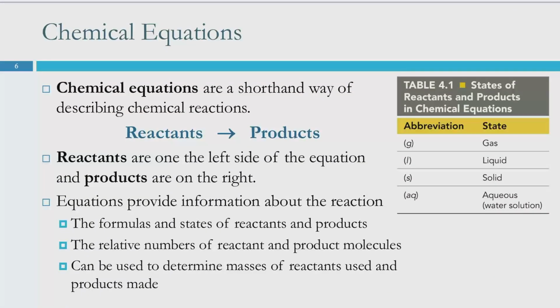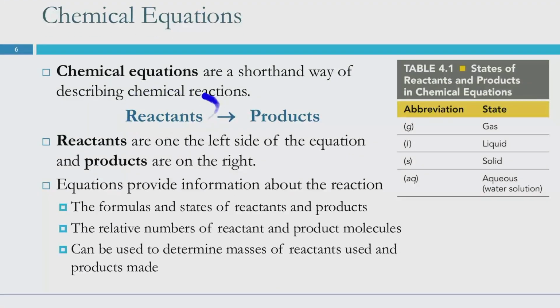So again, here's that chemical equation where we've got reactants going into products. Our reactants are on the left side, products are on the right side. We have some additional information. We've got these different abbreviations: g for gas, l for liquid, s for solid, aq for aqueous, just meaning that it's dissolved in water. We saw this a little bit when we were talking about ionic equations. Anything that was aq got separated out into its constituent ions.